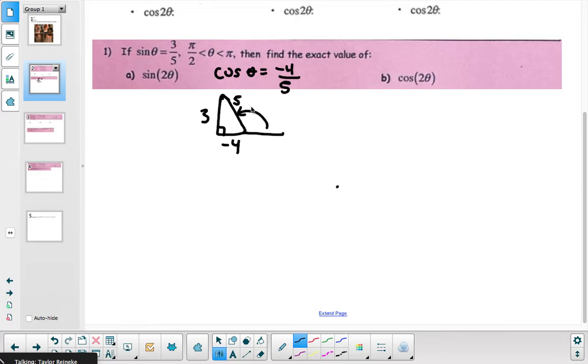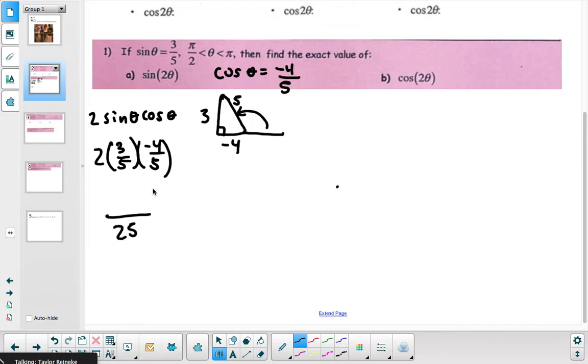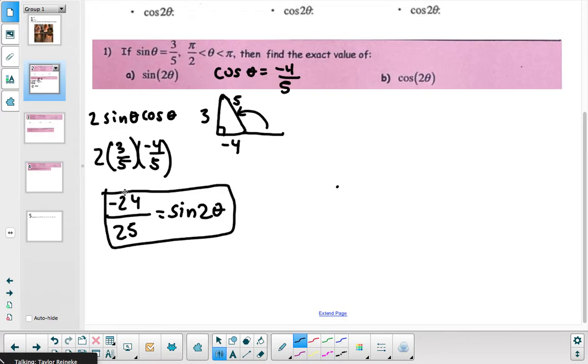And we're going to use that information to come up with sine of 2 theta. So sine of 2 theta is 2 times sine of theta cosine theta. Sine of theta is 3/5. Cosine is negative 4/5. And the hard part's done. We just need to multiply it out. So our denominator is 5 times 5, or 25. 2 times 3 times 4 is 24. So we're dealing with negative 24. So sine of 2 theta is equal to negative 24/25. Easy peasy.